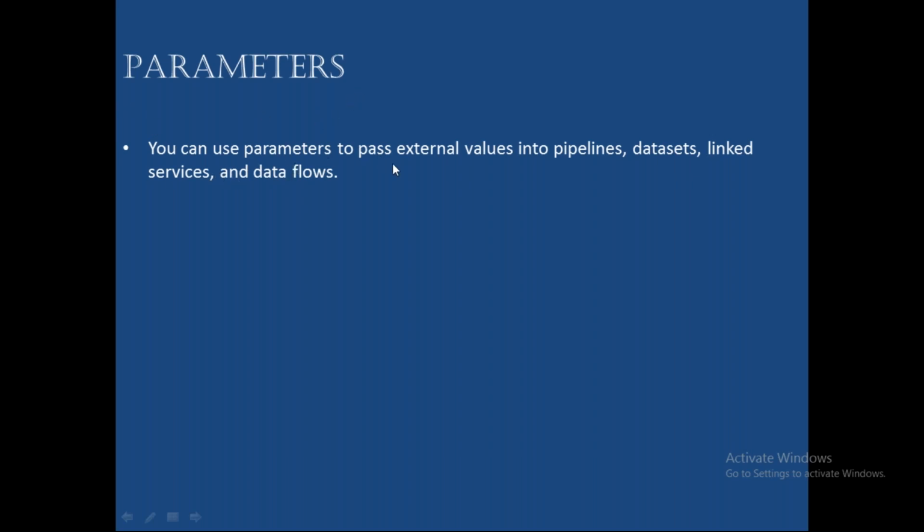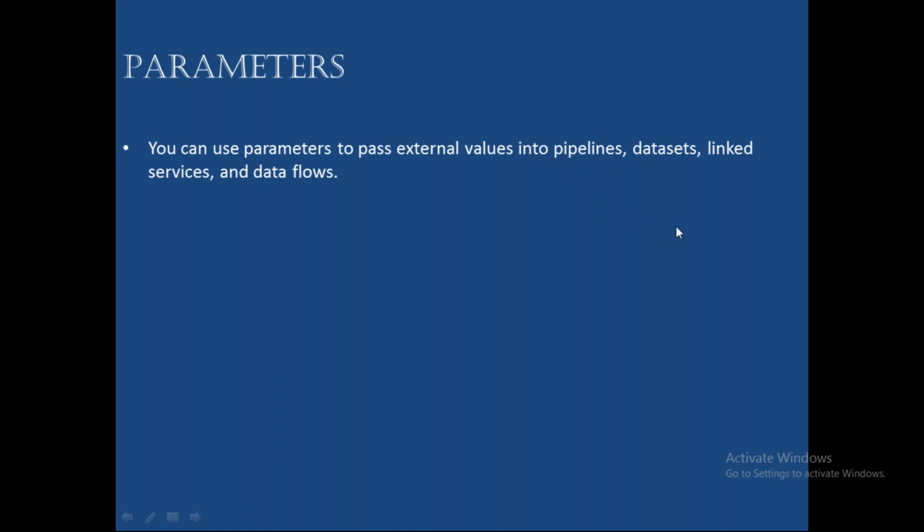You can use parameters to pass external values into pipelines. We know what a pipeline is. We can pass it to the data set. We have data set parameters. We can pass these parameter values to the linked service and the data flows. We will learn all these things. It will take more time, but you will come to know all of this by the end of our training. We will start learning parameters one by one. But when you are using pipeline parameters, compulsorily you are going to use a data set parameter.